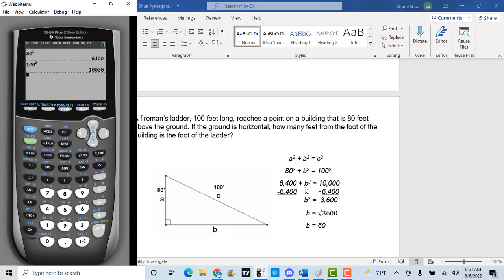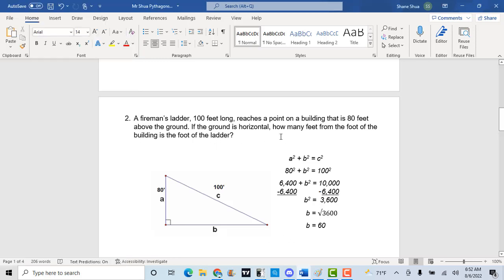So we want to find out what the b is, so we're going to subtract 6,400 on each side. So 10,000 minus 6,400 is 3,600. So b squared equals 3,600. Well, that's what b squared is. Well, we want to find out what b is itself. So we're going to take the square root of both sides. So the square root of b squared is simply b. The square root of 3,600 is 60. So that means that b is 60.